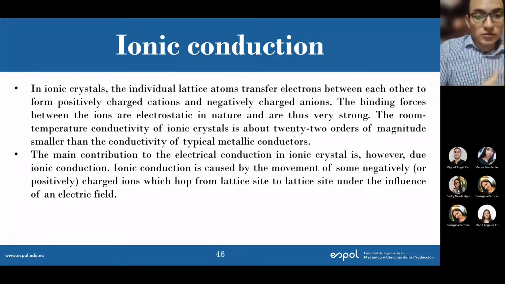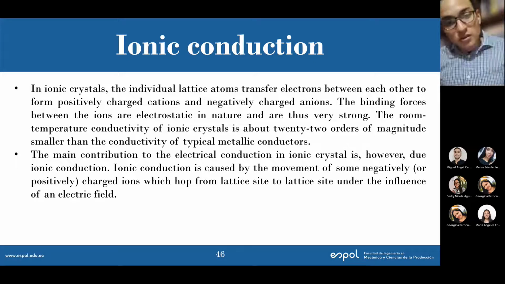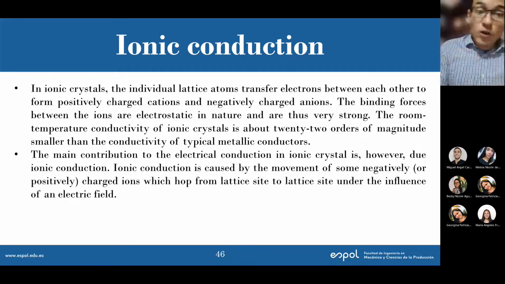So what happens in ionic conduction? The individual lattice atoms transfer electrons between each other, right? That happens in ionic crystals. You have positively charged cations and negatively charged anions, and they are transferring electrons between each other. And we all know ionic binding is so strong.